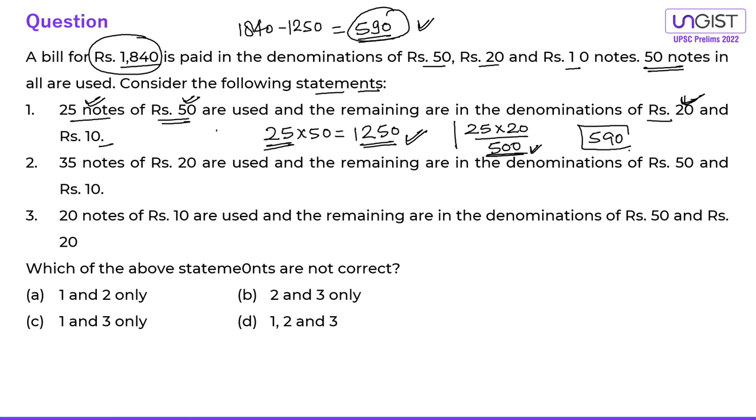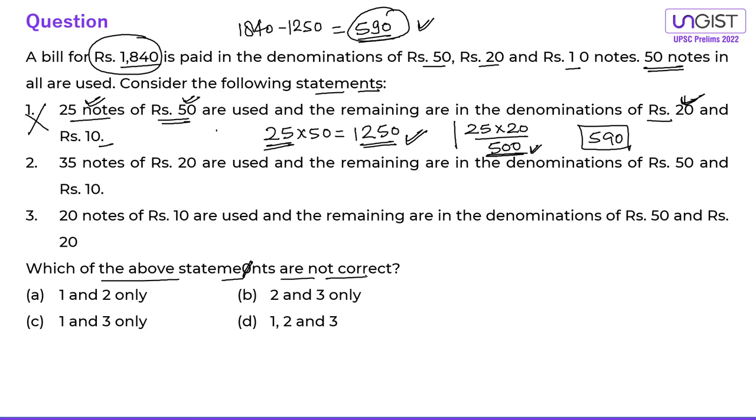But when we are using all the notes of rupees 20, we can pay rupees 500. So total bill cannot be paid using this combination. So first statement is not correct. Right, question is saying which of the above statements, this is a typing error, which of the above statements are not correct. Okay, so first is not correct.